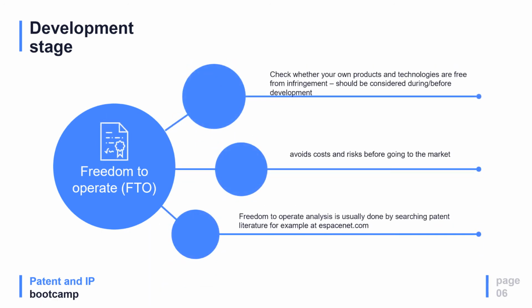What exactly is a freedom to operate analysis? This means in general that you check whether your products and technologies are free from infringement. This should be done before and during the development. Why should you do it? Because it can avoid costs and risks before going to the market. And it's normally done by searching for patent documents. This can be done, for example, at ISPASnet.